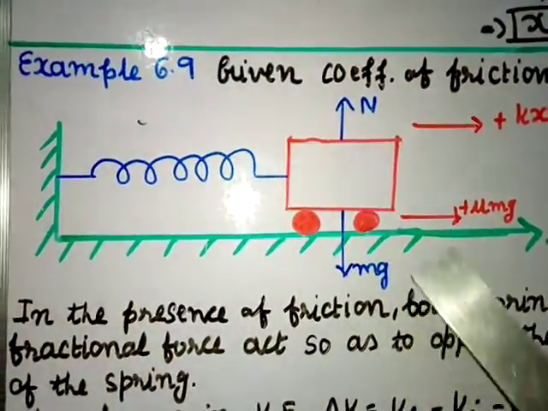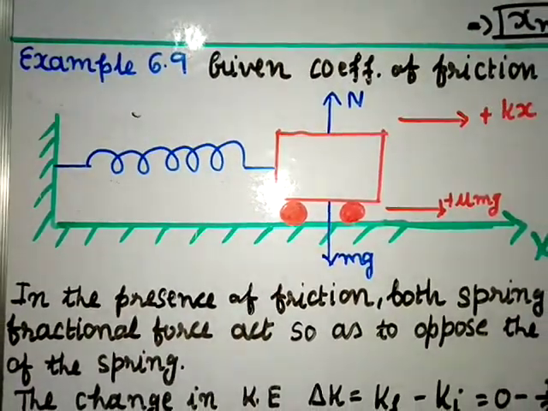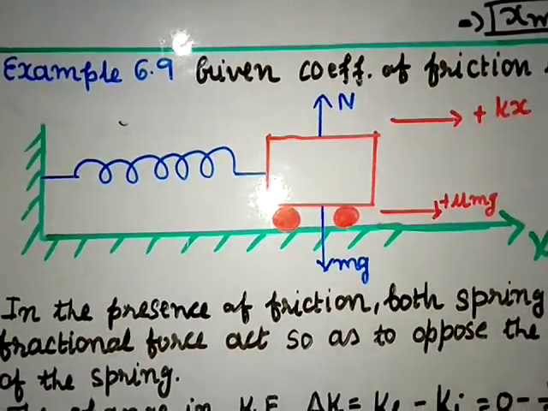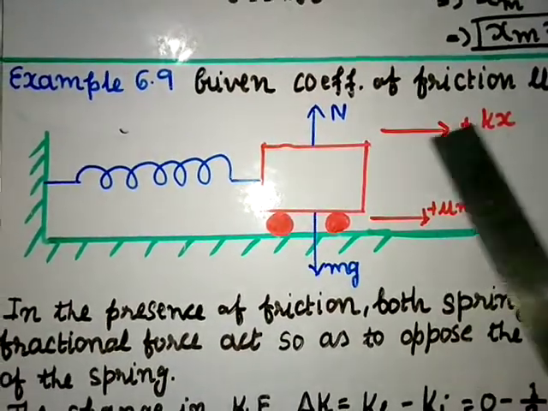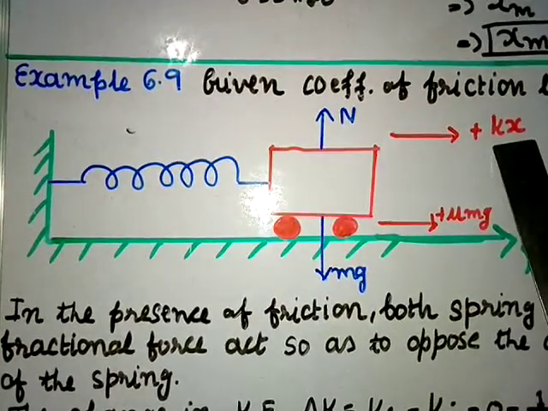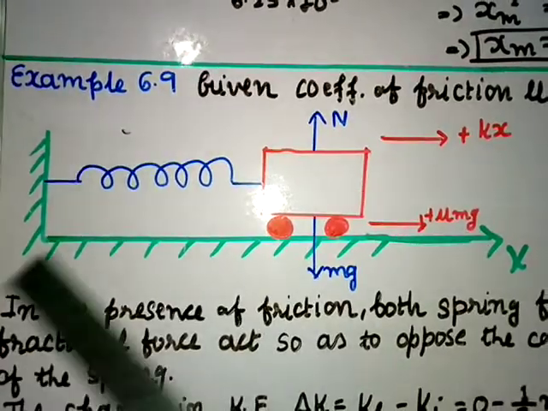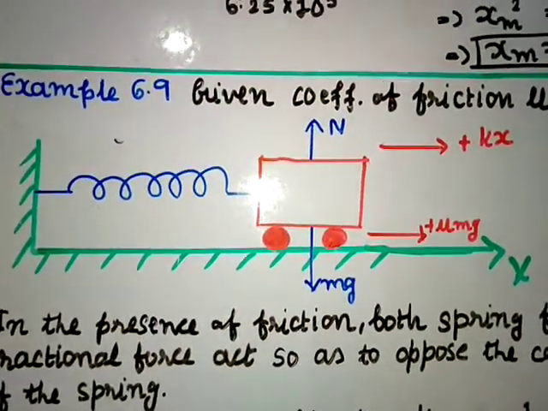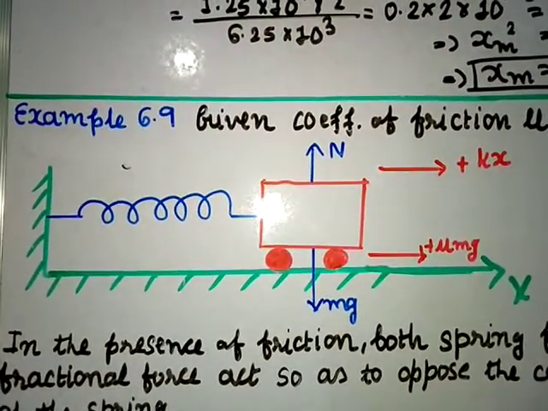The scenario is here. This is the car. Because of the weight of the car, the gravitational force is downward, given as mg, and the normal force is N, balancing each other. This is the spring, and this is the horizontal surface. The spring force is kx, and the friction force is mu mg. This is the horizontal axis, which you call the x-axis. This is the scenario of our question.